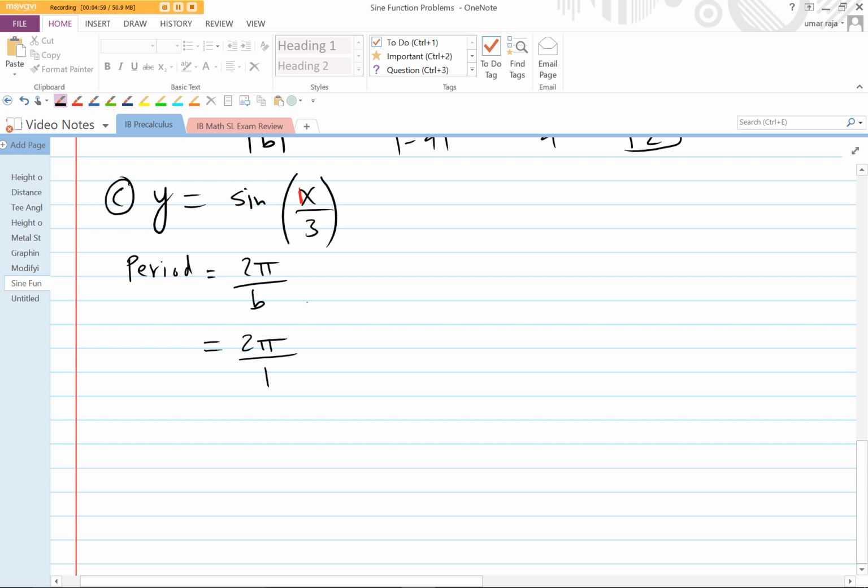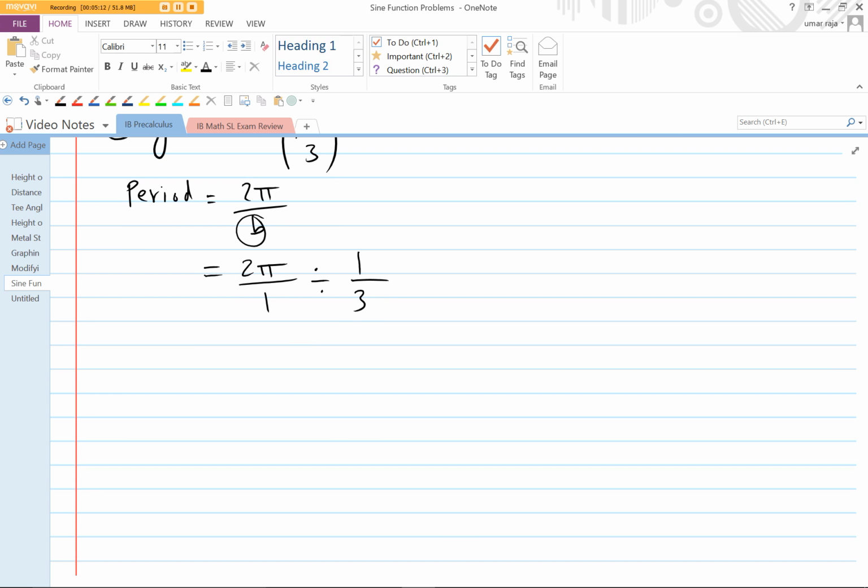2 pi over 1. I always like to write it out like this. And then you got the division sign. Divide this by whatever the b is in this case, which is 1 over 3. Now, you can see that you have two fractions in this, and there's a division sign between the two. So what you can do at this point is that you can apply keep, change, and flip, or take the reciprocal to simplify the answer. And you can see that the period comes out to 2 times 3 times the pi, which would be 6 pi in this case, and that's the answer.